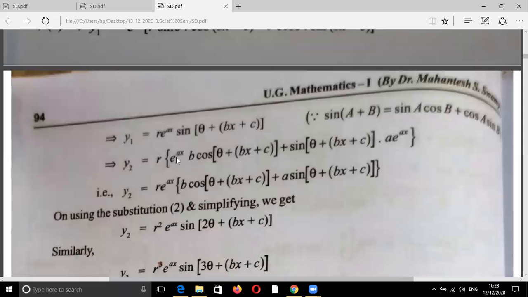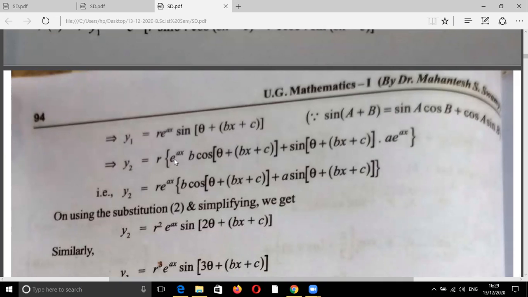You will get first e to the power ax as it is. If you differentiate sine, you will get cos of theta plus bx plus c, whatever the angle you got, the same you write here, and the inner derivative will become b, because theta is a constant so you get 0, and b into differentiation of x with respect to x is 1. That is 0 plus b into 1 plus 0, that's why you are writing b. Now plus, sine of this you write as it is, and if you differentiate e to the power ax you get a e to the power ax.